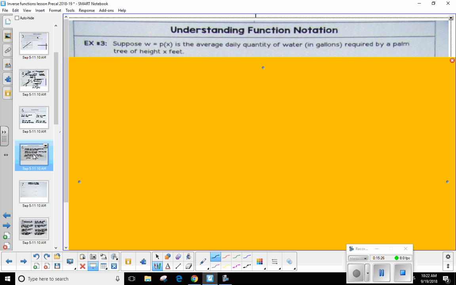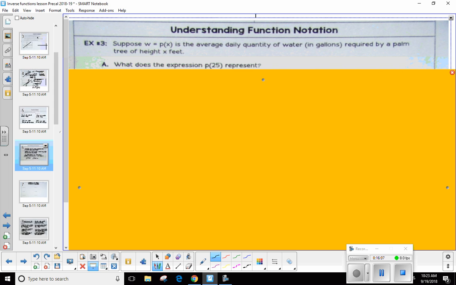That'll save a little bit of time. Now, just because you may not come up with what I have specifically, can something be said in different ways? Yeah, so just kind of think about that as we're going through. This is not the only answer that we're going to have. So understanding function notation. Suppose W equals P of X is the average daily quantity of water in gallons required by a palm tree of height X feet. So here's how the function works. X represents the height of the tree. P of X is the number of gallons that it's going to require based on the height. Is everybody okay with that? So let's take a look at this first one here.